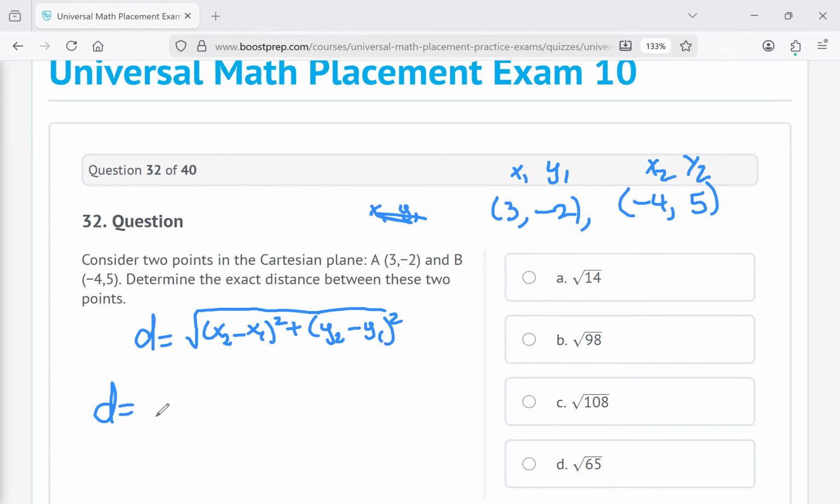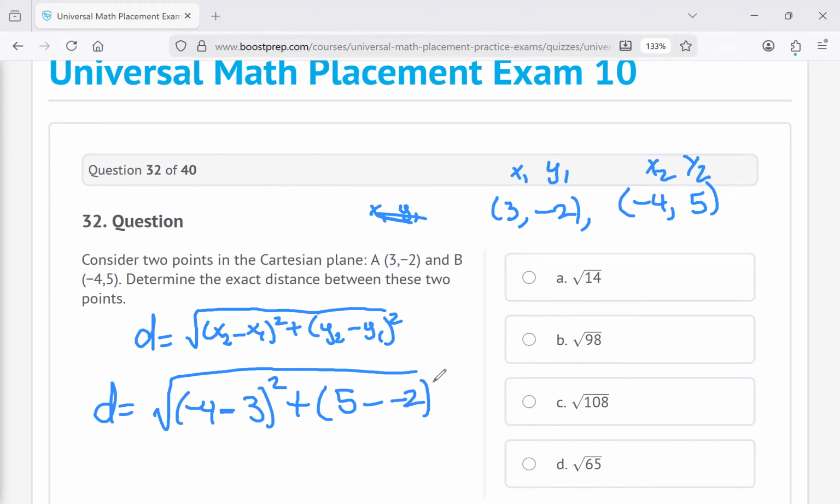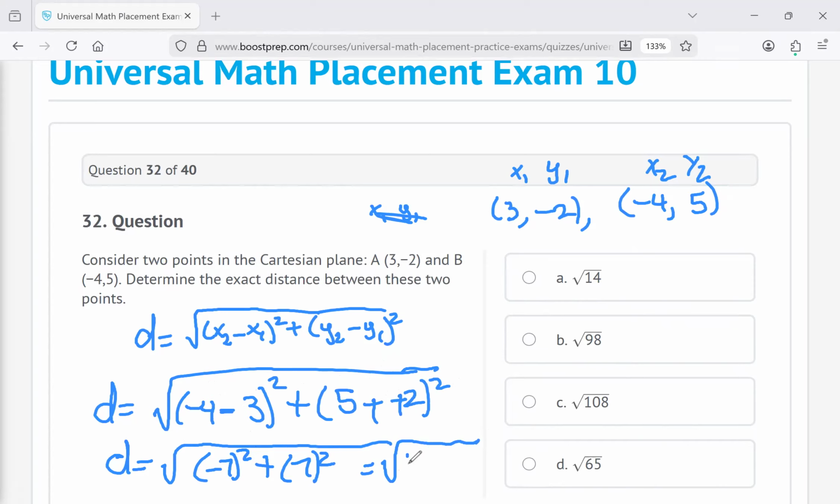So my distance is going to be the square root of x2, which is -4, minus x1, which is 3, squared, plus y2, which is 5, minus y1, which is -2, squared. -4 minus 3 is -7 squared. 5 minus -2, two negatives become a positive, so that's 7 squared. So -7 squared is 49. 7 squared is 49. 49 plus 49 is 98. Okay, better.